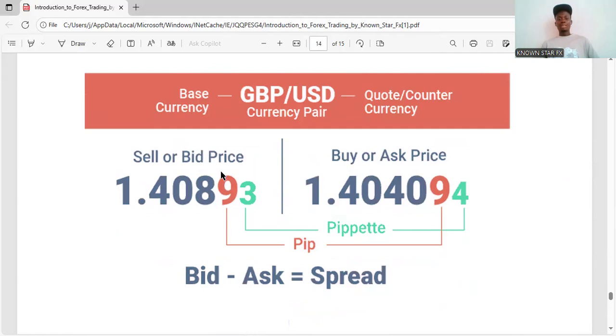Now, the second digit in your price is your pip, and the last one is your pipette, just like you can see right here. This is very clear and understandable. You must have been hearing about pipettes without a basic understanding of what a pipette is. This is a very good graphical illustration of what a bid price and an ask price are. Now let's go into the next.